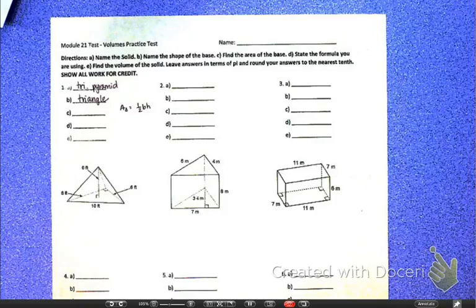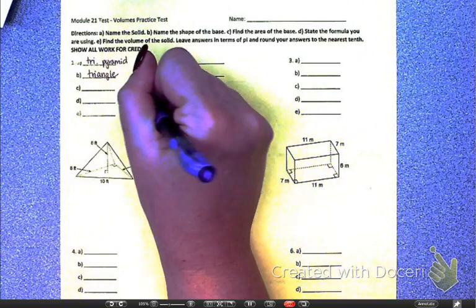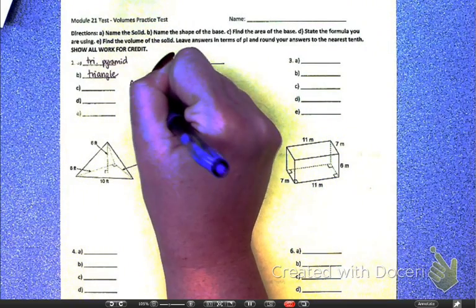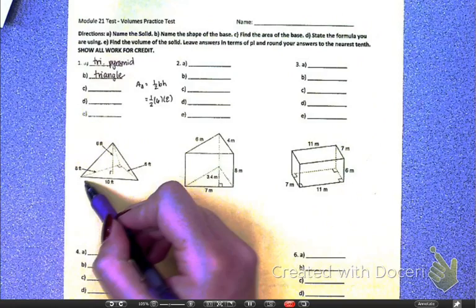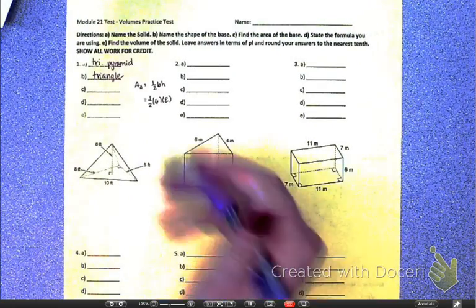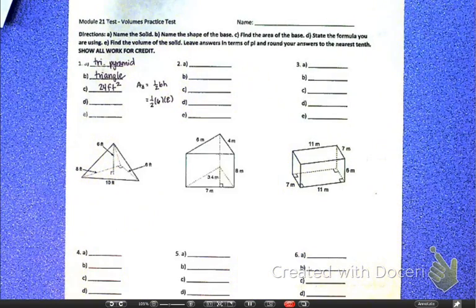What is the base and the height of this triangle? 6 and 8. Remember, it's the two sides that create the 90-degree angle. So 6 and 8 create the 90-degree angle, giving you 24 feet squared for your answer for the area.